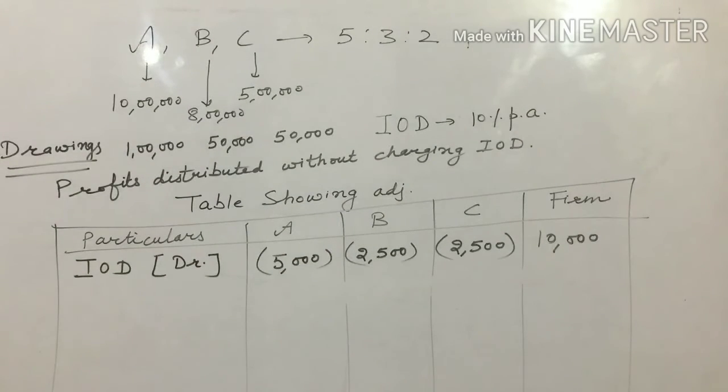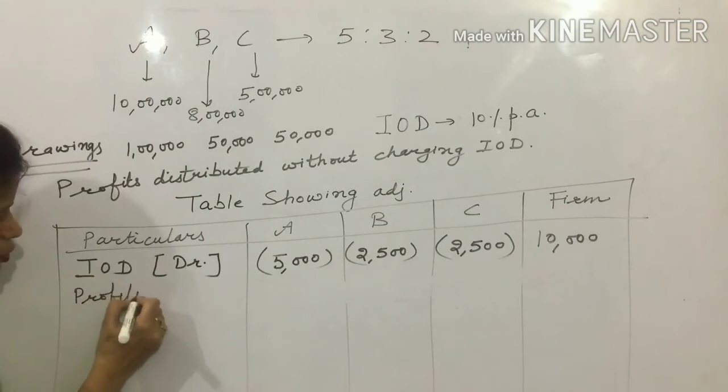How much profits the firm will get on this account? Interest on drawings 10,000. Now what the firm will do? It will distribute again among the partners, profits to be distributed.